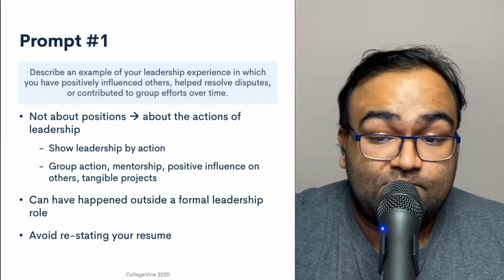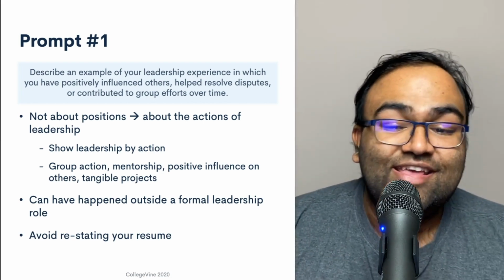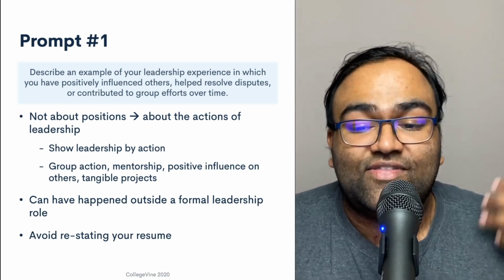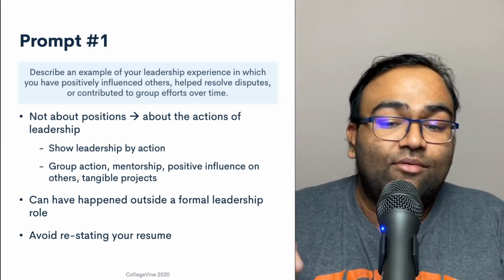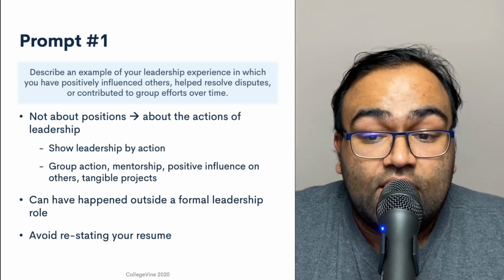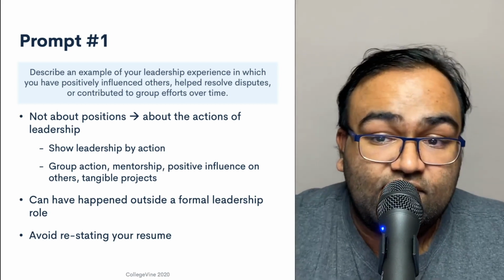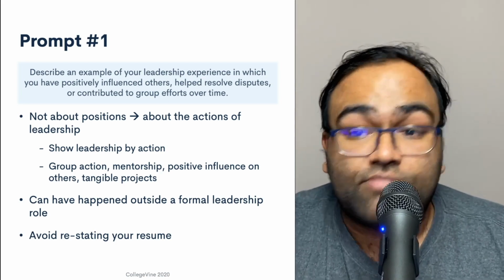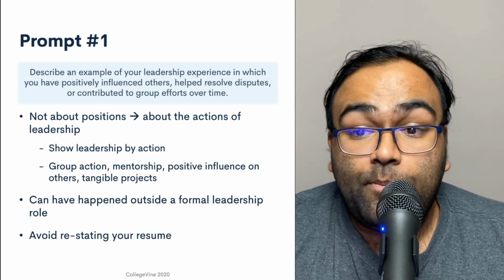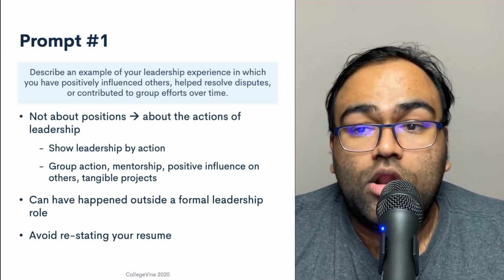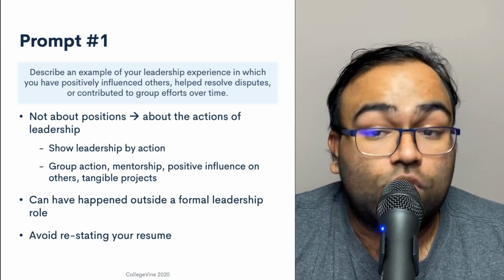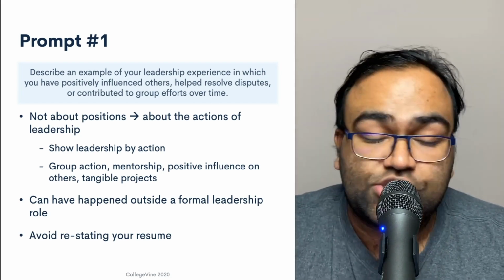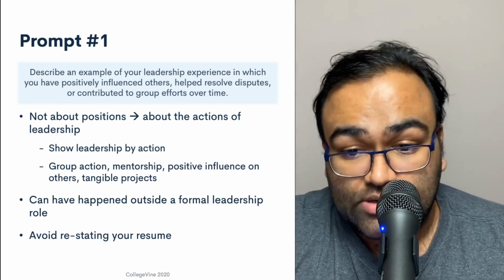And the great thing is that because it's about leadership by action, you don't have to have that formal leadership position to be able to respond to this essay. In fact, I would go even further and say that the best examples of this essay oftentimes come from not necessarily your most impressive leadership position, but from maybe an under-the-radar situation where you showed leadership, or even a situation where you showed leadership outside of a formal structure within a club or organization, right?